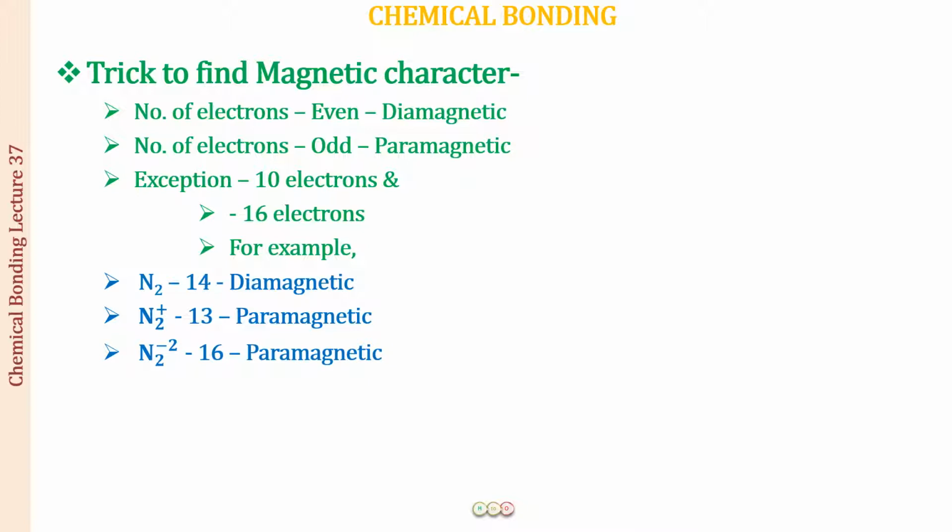Then we have N2 2 negative. So, N2 2 negative means nitrogen 14 plus 2 for the gain of electrons. So this is going to be 16. Now 16 is the number, so you have to just think of this. This is not going to be diamagnetic. This is going to be paramagnetic, because these are the two exceptions that you have to remember. Otherwise, it is going to be very simple for you. Even is dia and odd is para, right?